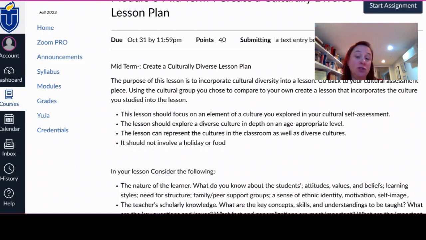It could represent the cultures in your classroom as well, which a lot of you chose in your cultural self-assessment. And the big one is it should not involve a holiday or food. The reason that I did that is a lot of times people go right to the holiday or right to the food and they say, I've done it. This is something asking you to try to do something a little bit different.